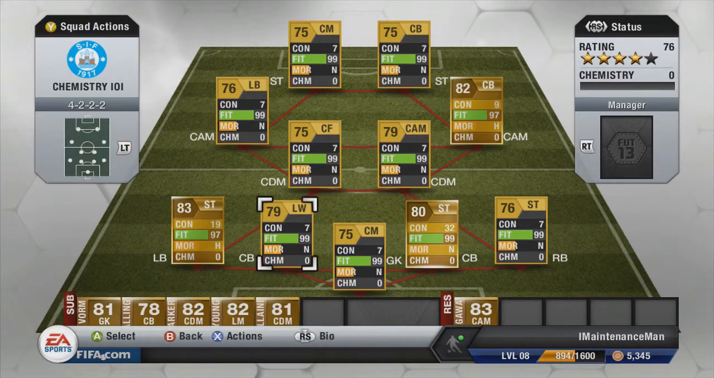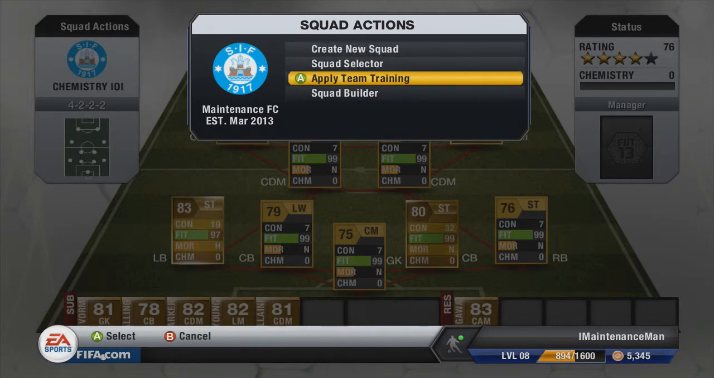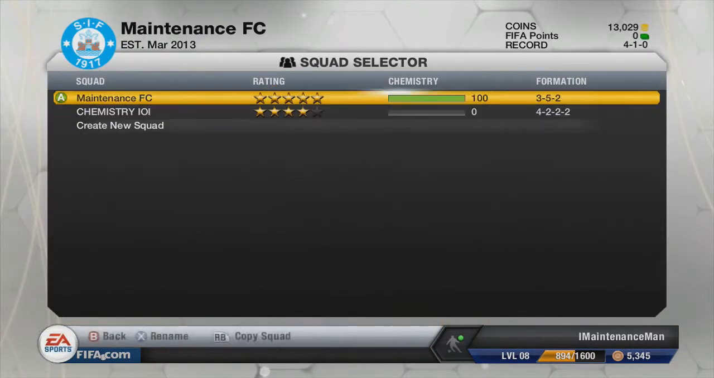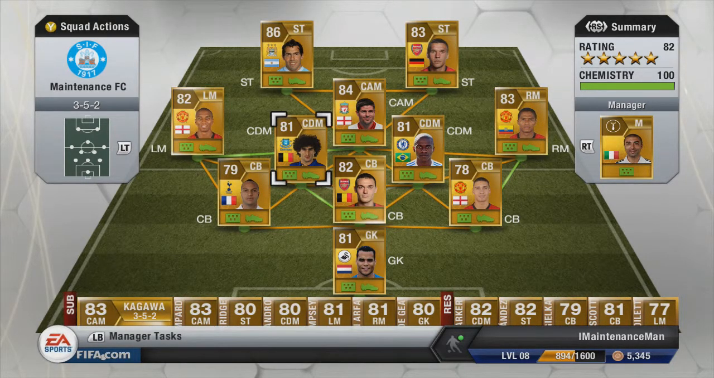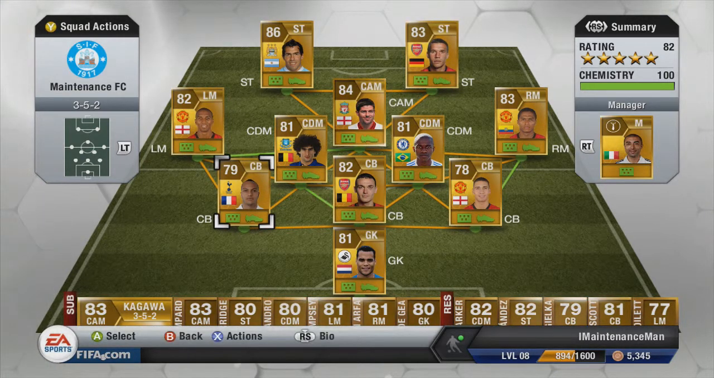And then if we quickly switch teams over, you'll see my full chemistry, and this is just an example of how to get full chemistry. Basically all you need is to have all players from the same league, same nationality, or same club, or a mixture of both. You can obviously get hybrid teams that have 100 chemistry. It's not necessary. As long as you have 90 chemistry or more, and a rare gold manager, you will get 100 chemistry in your team.